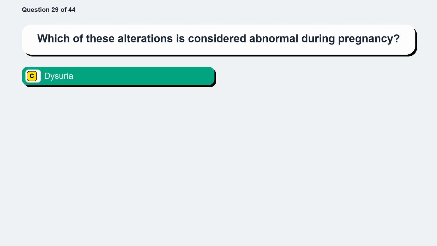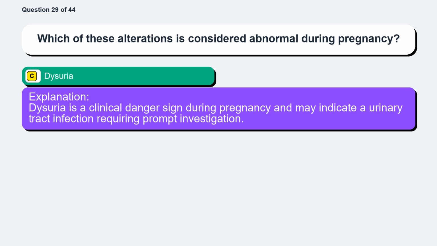The correct answer is option C. Dysuria. Dysuria is a clinical danger sign during pregnancy and may indicate a urinary tract infection requiring prompt investigation.